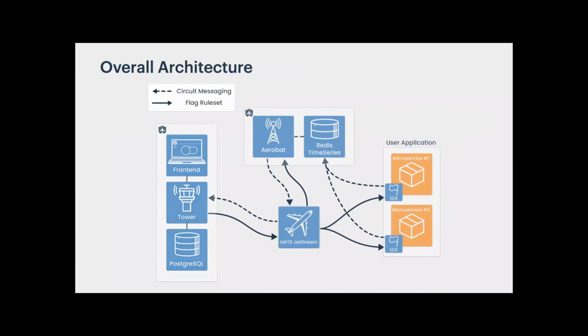The second key piece of our system is the NATS Jetstream, a message streaming system that facilitates communication between the other Tailslide components. The third key part of Tailslide are the software development kits that are embedded in each individual user microservice. These SDKs incorporate into the microservices the code that is required to react to flag state and circuit status. The final part of our project is the Aerobat. This application handles keeping track of success and failure rates generated via our SDKs and determining when circuits need to be tripped. Now that we've gone over the overall architecture of Tailslide, we're going to take a look at the deployment process.